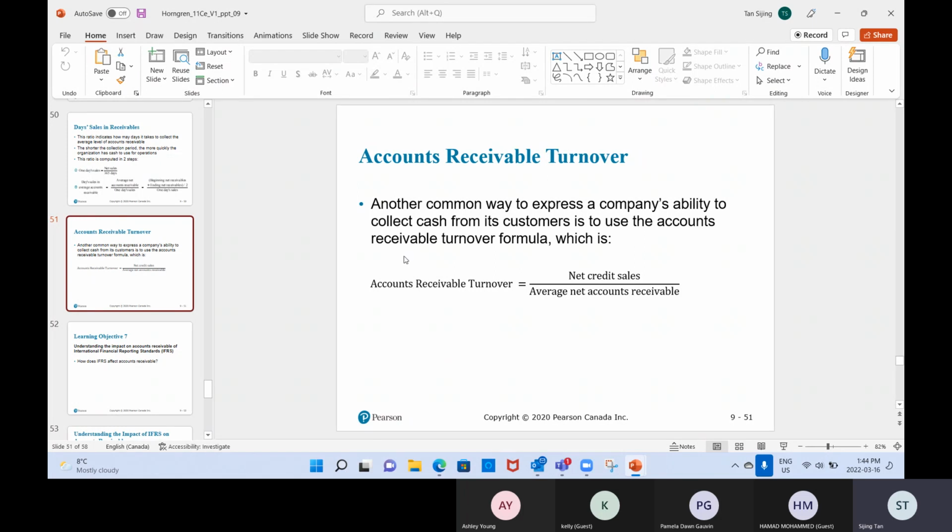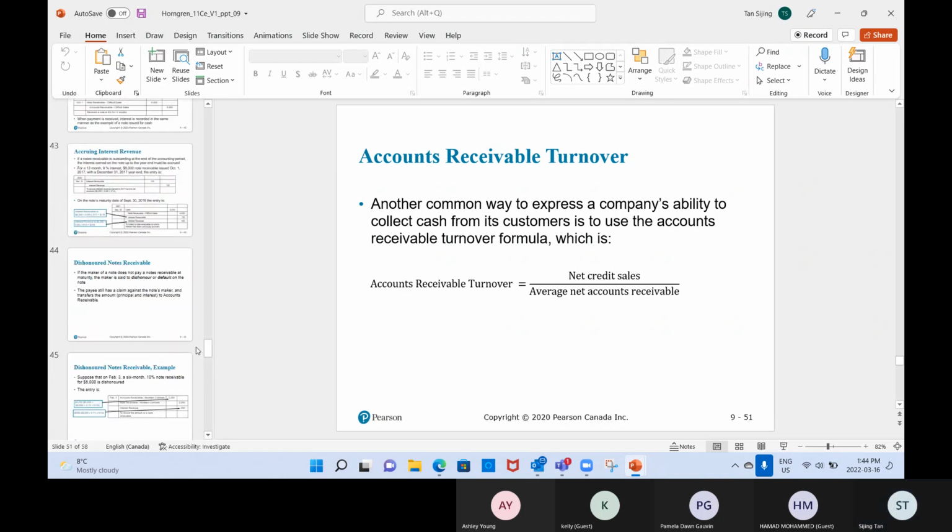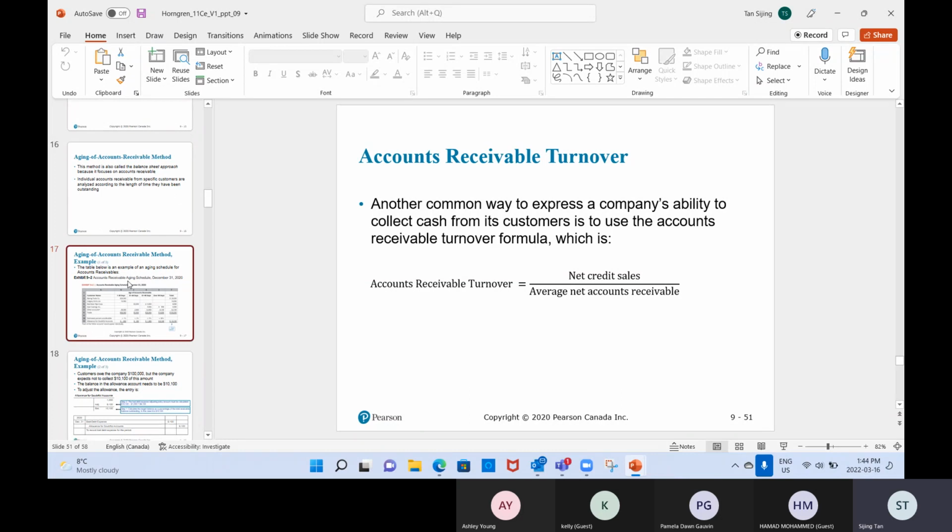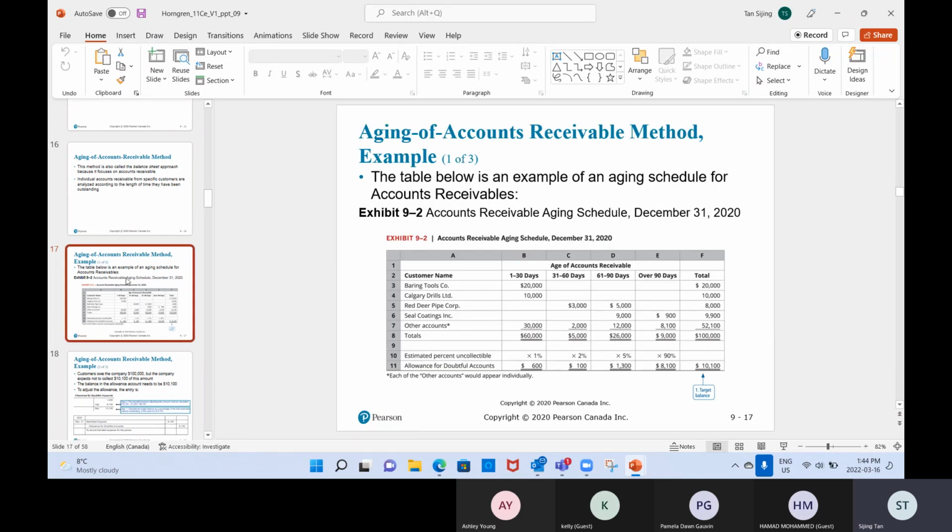Now, the example I want to show you is from 9-17. This method is the aging of accounts receivable method. So you will see from the table each of the company's names, your clients' names. And this is the account receivable amount by the days. So you have 1 to 30 days was $20,000. Which is the estimated allowance for doubtful accounts. So 1% of $20,000 would not be collectible, right? So you add up all those clients' account receivable and then times 1%. So that gives you $600 as allowance for doubtful accounts.